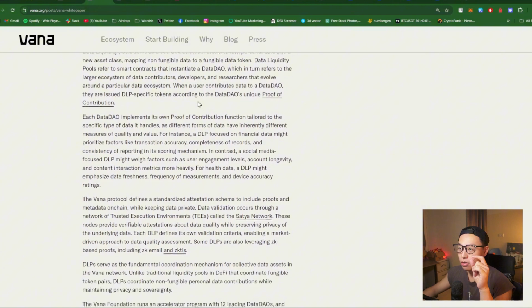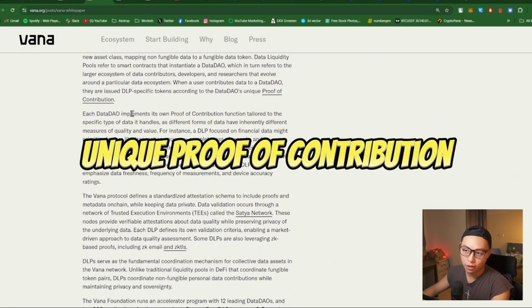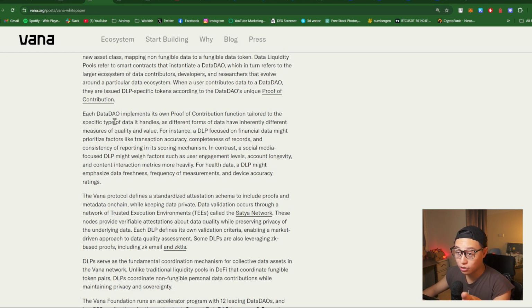So each DAO, right, they're going to have a unique proof of contribution. Okay, so what is the unique proof of contribution? It's what I just said. All right, they will implement their own proof of contribution function tailored to the specific type of data that it handles, as different forms of data have inherently different measures of quality and value. For instance, a DLP focused on financial data might prioritize factors like transaction accuracy, completeness of records, and consistency of reporting in its scoring mechanism. In contrast, a social media focused DLP might weigh factors such as user engagement levels, account longevity, and content interaction metrics more heavily, just like how the X Creator program does it.